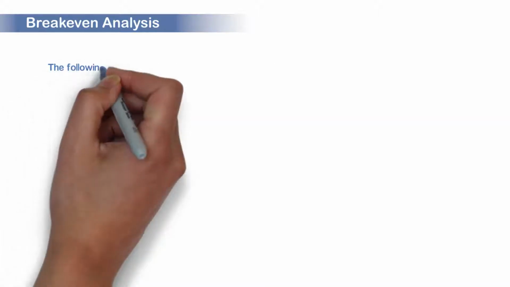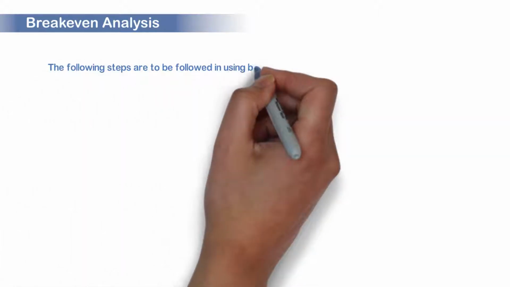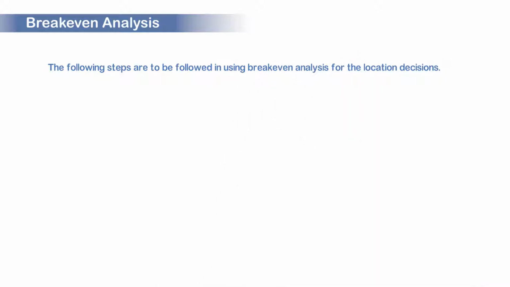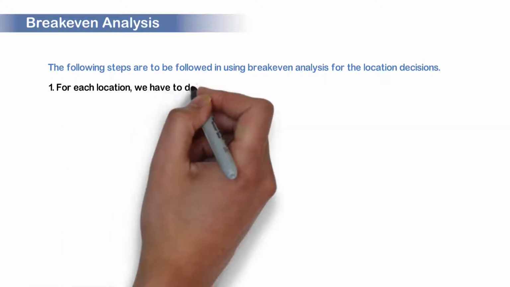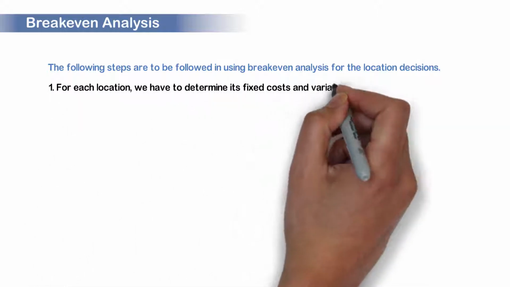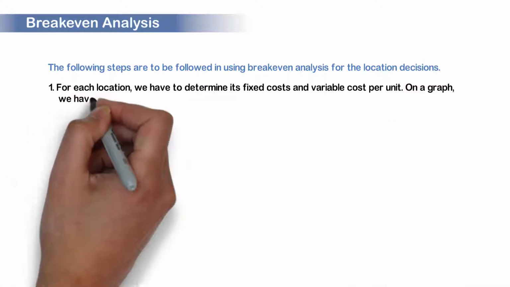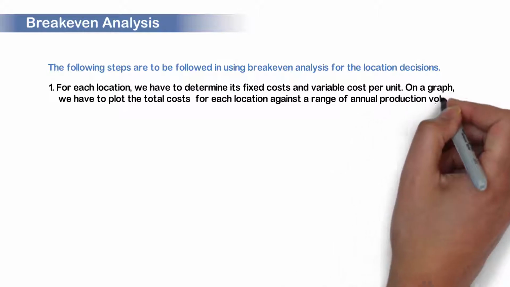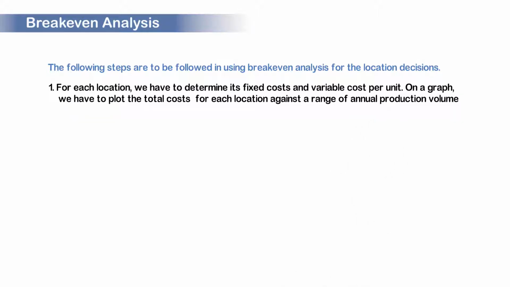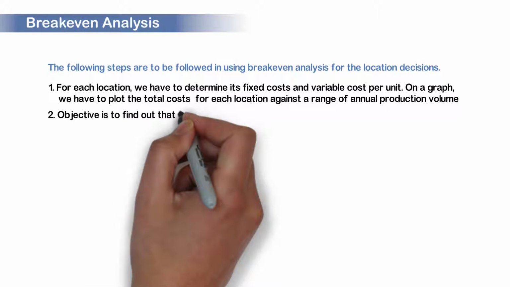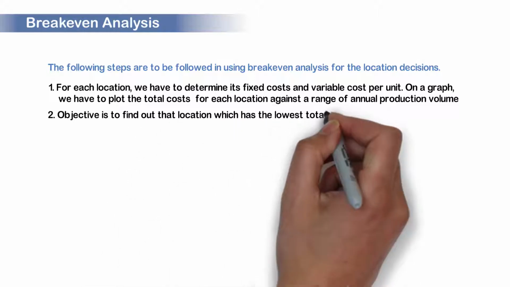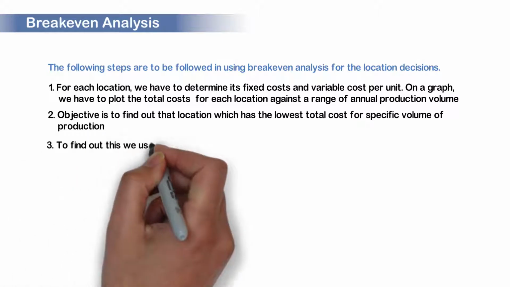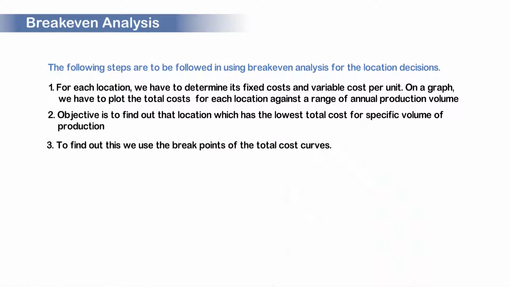The following steps are to be followed in using break-even analysis for the facility location decisions. For each location, we have to determine its fixed cost and variable cost per unit. On a graph, we have to plot the total costs for each location against a range of annual production volume. The objective is to find out the location which has the lowest total cost for specific volumes of production. To find this out, we use the breakpoints of the total cost curves.